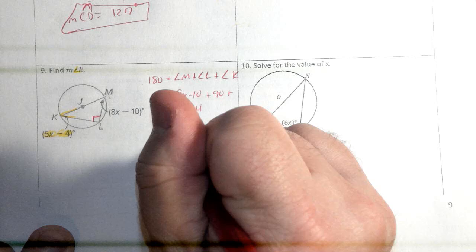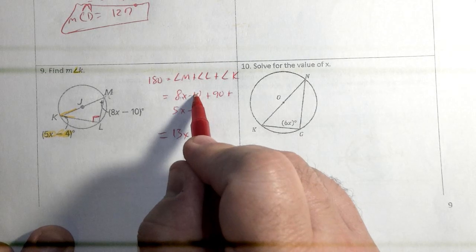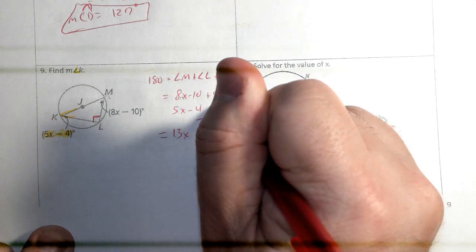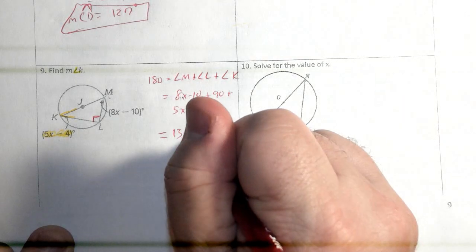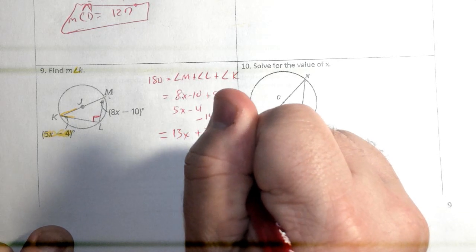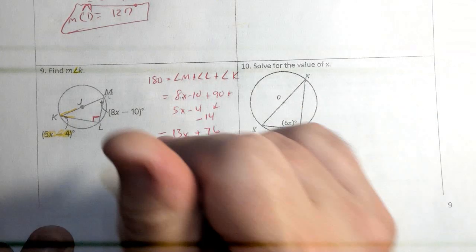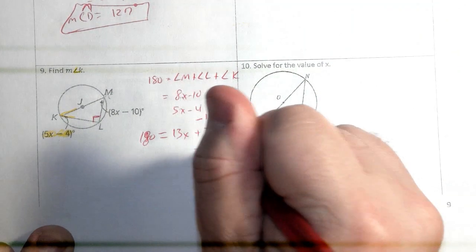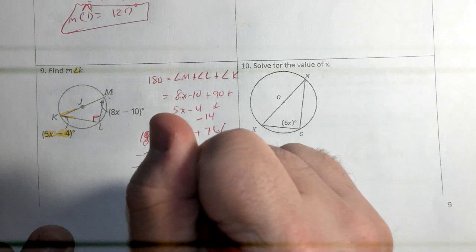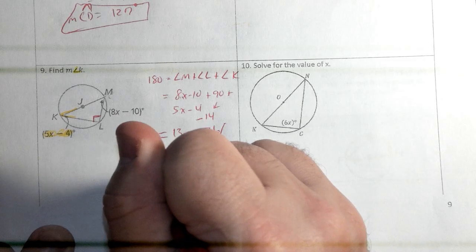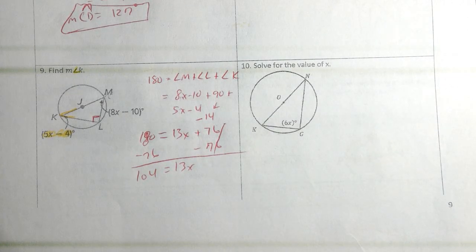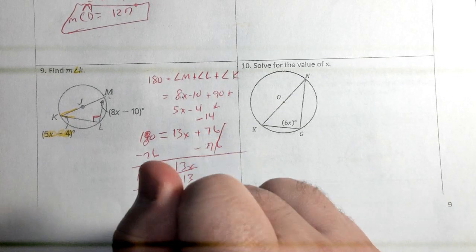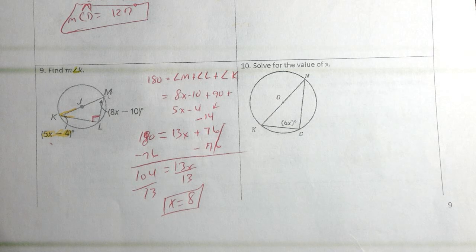Now I did this on purpose, so we're going to add these together. 8x plus 5x is 13x. We have a negative 10 and a negative 4, which makes negative 14. And then the 90, so 90 minus 14 is 76. That's all equal to 180. Subtract the 76 from both sides. 13x equals 104. Divide both sides by 13. X equals 8.